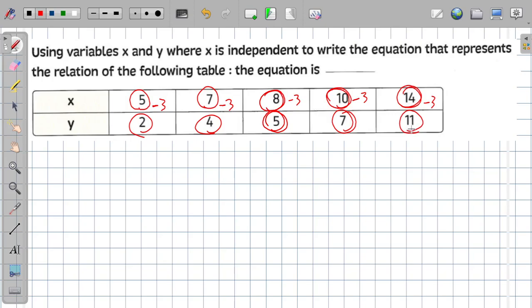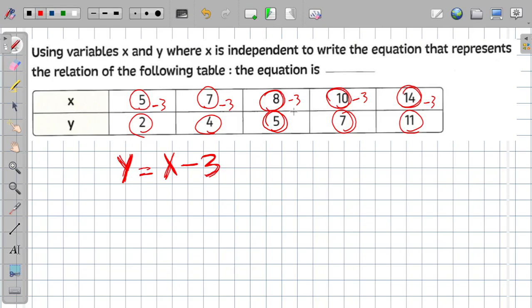So it's very clear. I have the variable y equals x, and I subtract 3 from x. So it will be x minus 3. So this is the equation of the table in front of me. I have 5 and 2. So if I subtract 3 from 5, I get 2. Or if I replace x with 5, I get 5 minus 3 equals 2. So the equation is right.